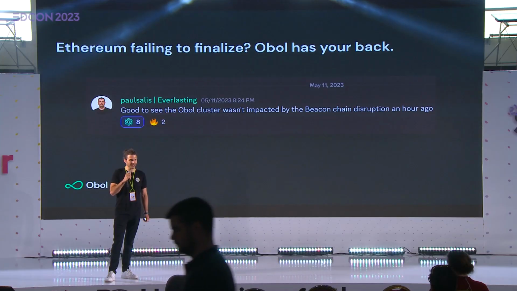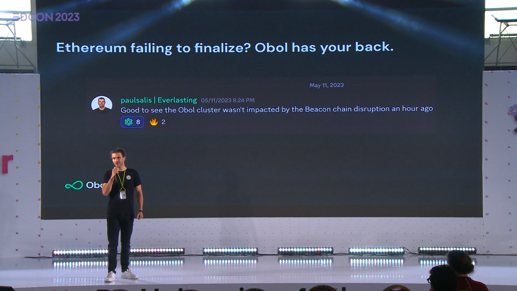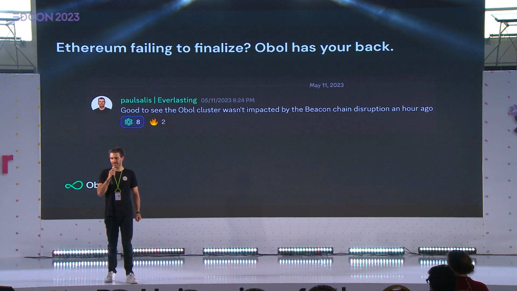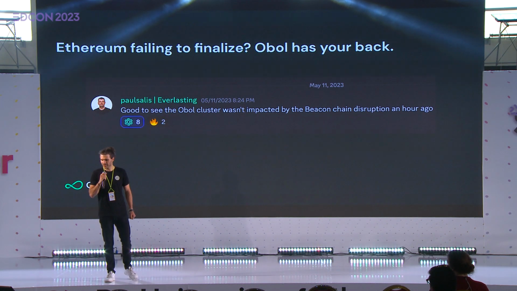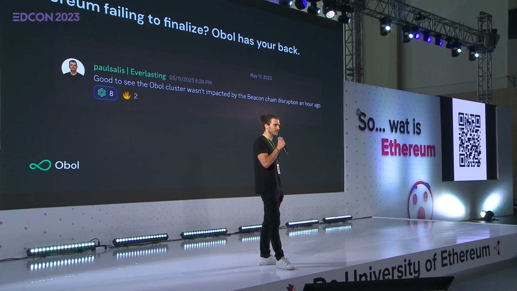One data point I have actually relates to the beacon chain disruption. Paul from Everlasting is one of our early mainnet adopters running nodes, and he was very happy to see that none of our mainnet nodes went offline during the finality issue. Granted, we have a lot of Lighthouse involved, and Lighthouse wasn't vulnerable, but it was nice to see that 60–70% of the network missed slots and no DV did.